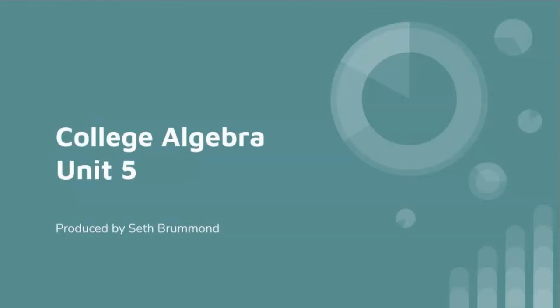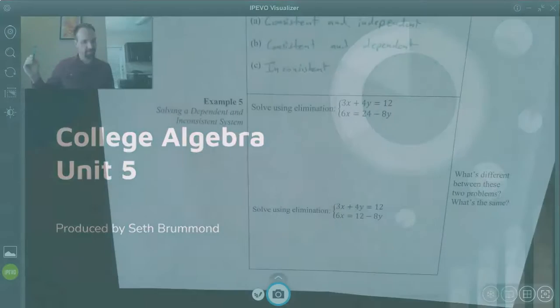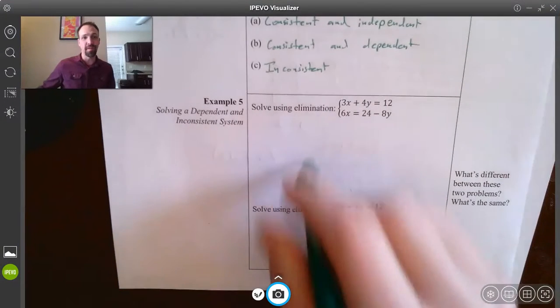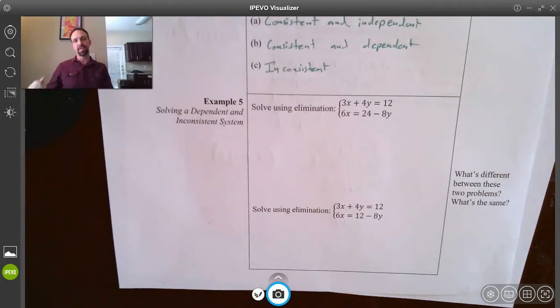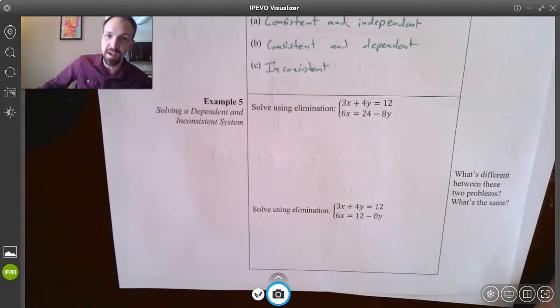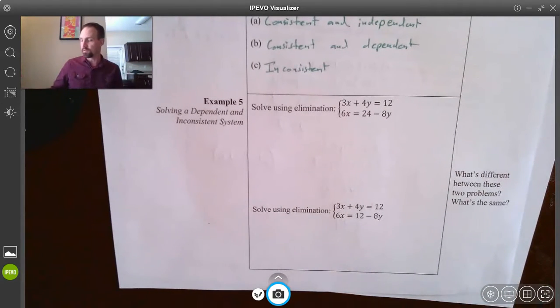Hi friends, welcome to Unit 5, Day 1, Example 5. We're going to start with Example 5. So now we're solving dependent and inconsistent systems. These are ones that essentially are not going to have just one solution.